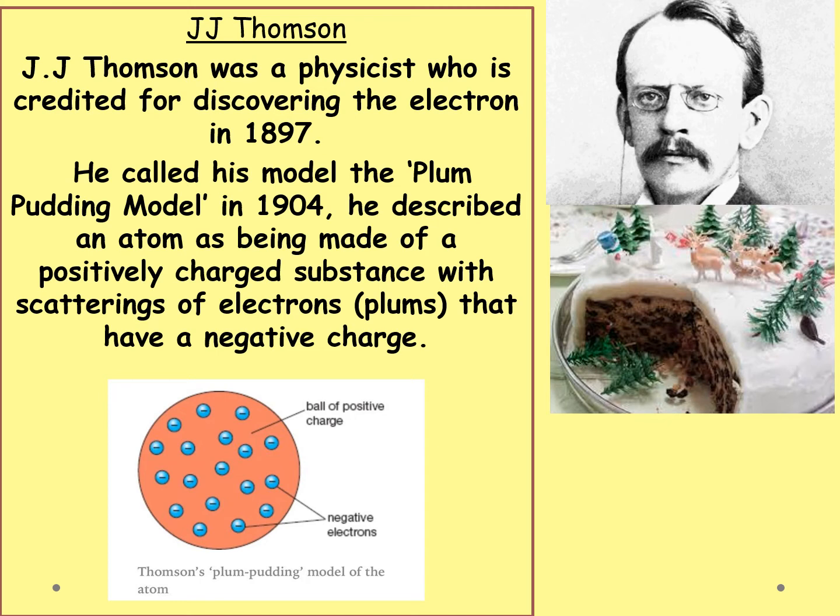Now, we don't really have plum pudding nowadays, and it wasn't really made of plums, it was made of raisins. So the most similar thing I could think of was Christmas cake, pictured here on the right. So he believed that's what atoms looked like on the inside, that they had a cakey substance which has a positive charge, and within the cakey substance was a scattering of raisins or fruit, and each of those had a negative charge. So he was the first person to suggest that there was something inside of atoms, smaller pieces like electrons. So he called his model the plum pudding model, and he suggested that in 1904.